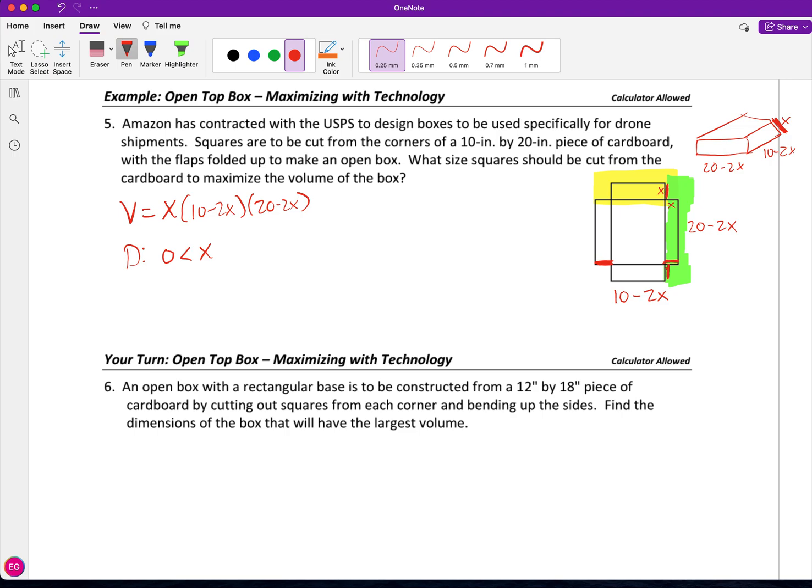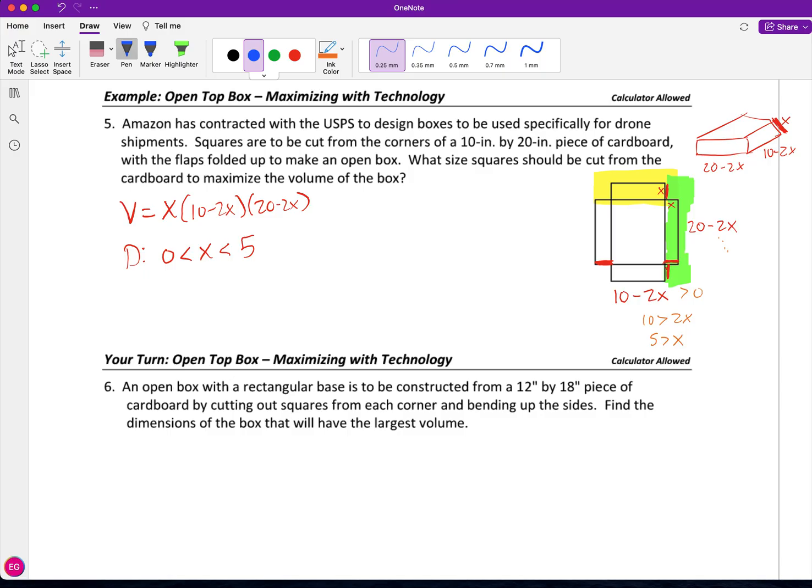Now, same idea as before. If I want to figure out what the domain is, I can basically say, hey, I know this side has to be greater than 0, which means that 10 is going to be greater than 2x, which means that x is going to be smaller than 5. If I do the same thing over here, I'm going to end up getting something that's not as restrictive. So I'm going to use this 5 right here.